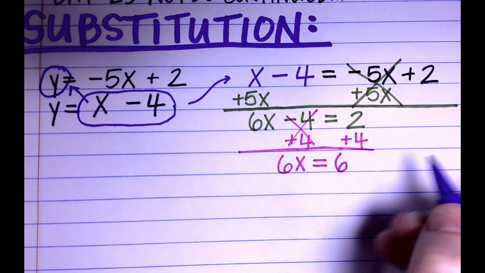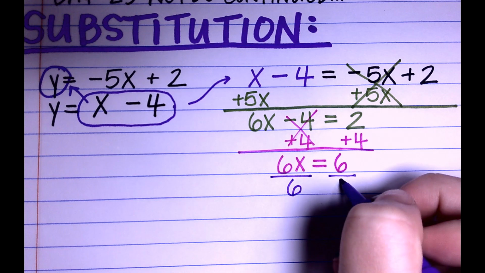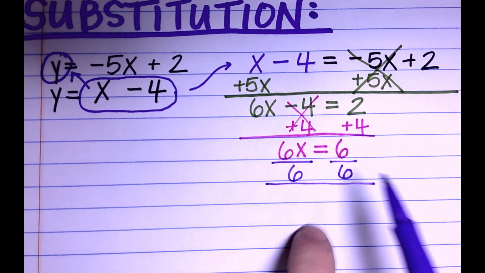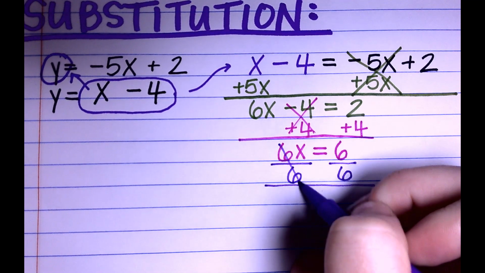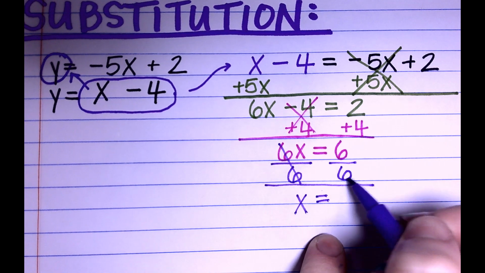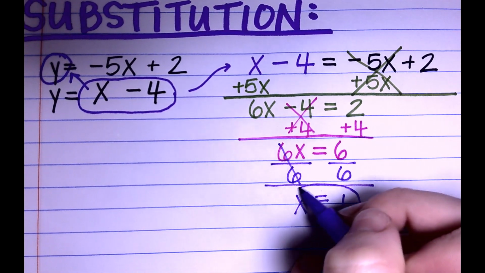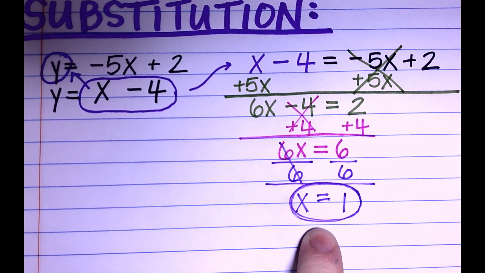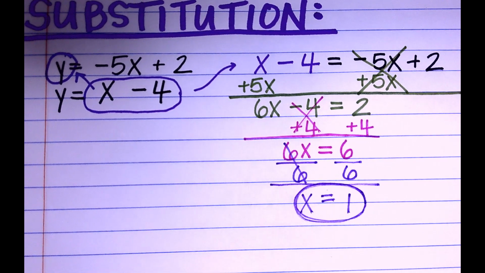Divide. 6 times x, we want to get rid of the 6. So we're going to divide by 6. We'll do the opposite on both sides. And then what happens at this step? My 6's cancel. I bring down my x equals 6 divided by 6, 1. So using substitution, I just solved for x. Now I have an x value.